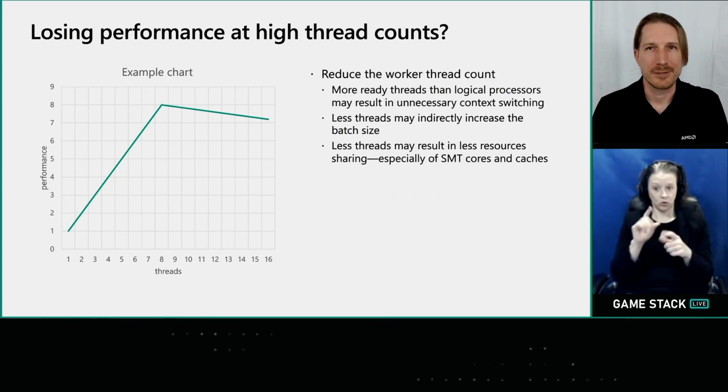Reduce the worker thread count. More ready threads than logical processors may result in unnecessary context switching. Fewer threads may indirectly increase the batch size. Fewer threads may also result in less resource sharing, especially of SMT cores and caches. This may improve the cache hit rate of a time-critical, latency-sensitive thread. Although not shown in our example, moving hot threads which do not share data to cores connected to different last-level caches may be beneficial and worth experimentation.